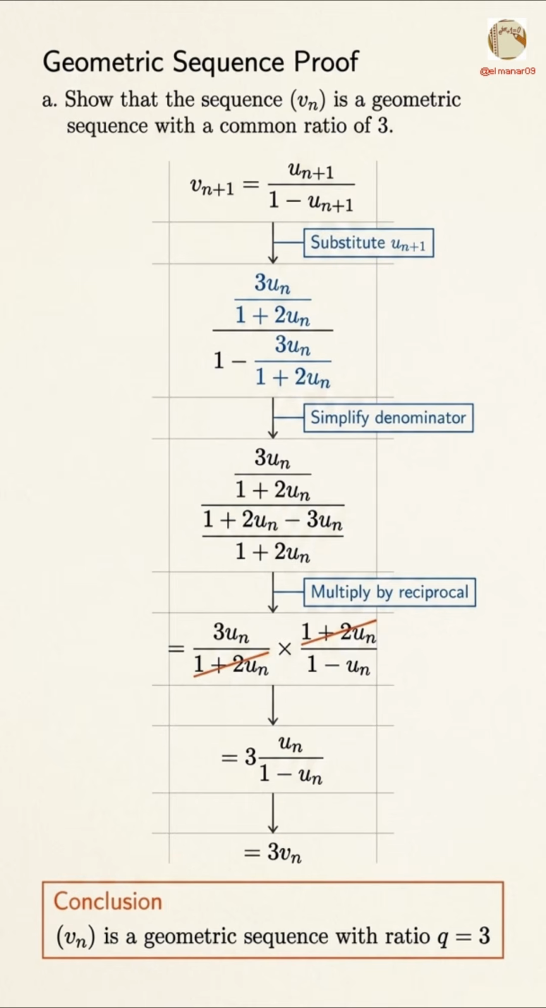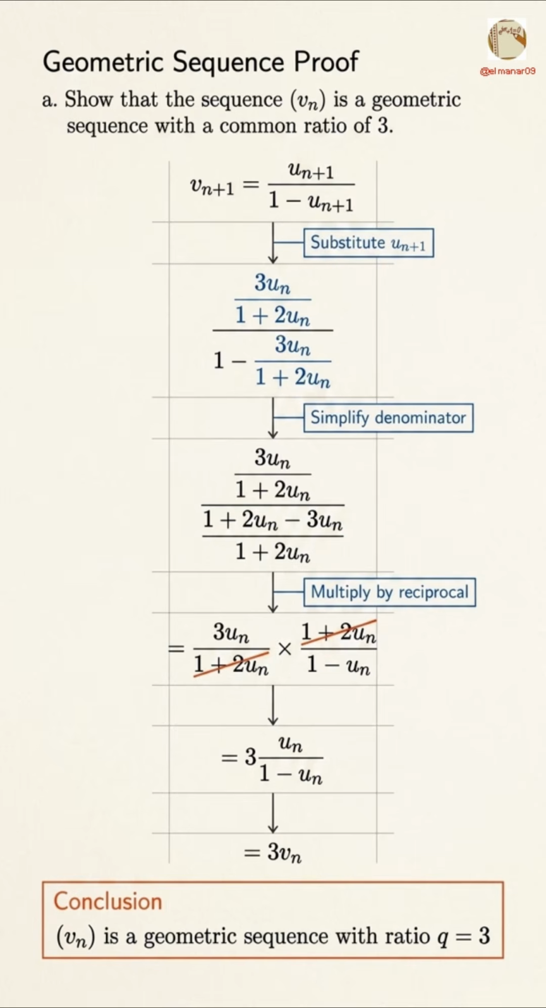First, our starting point. We express V sub n plus 1 by using its definition. V sub n plus 1 equals U sub n plus 1 divided by 1 minus U sub n plus 1. Next, substitution. We replace U sub n plus 1 with its formula from the first page. It looks like a giant stack of fractions, but don't let that intimidate you.